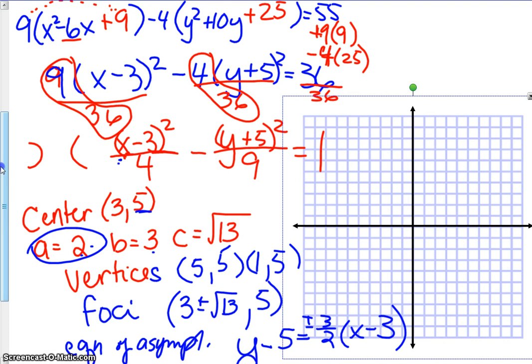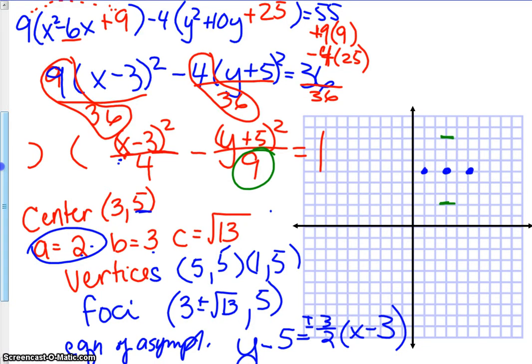We have a center at 3, 5. 1, 2, 3, 1, 2, 3, 4, 5. 3, 5. From my center, all right, I have vertices. One at 5, 5, which was 2 to the right, and one at 1, 5, which was 2 to the left, okay? To complete the box that we need here, I will go 3 above and 3 below. 3 I got from the square root of the 9, or I saw the 3 from the b. You could think of it either way. And I can kind of create my box. So there's my box.